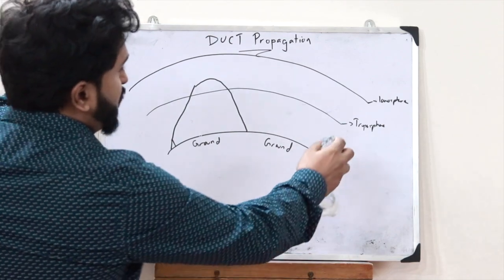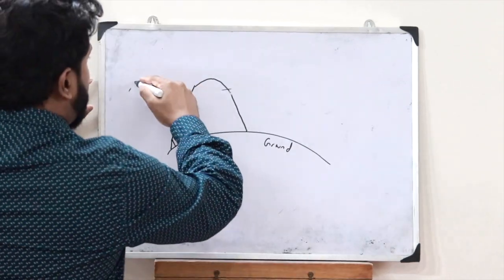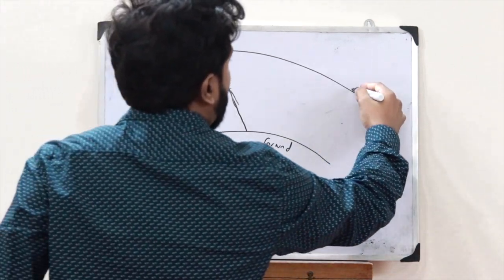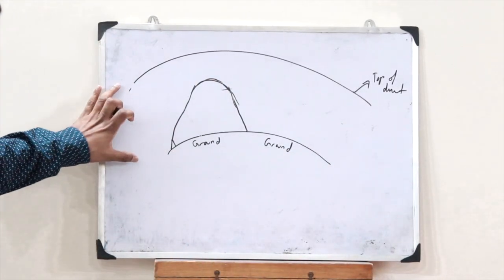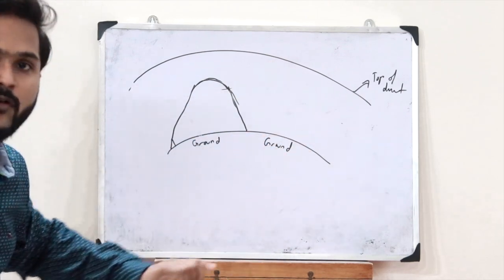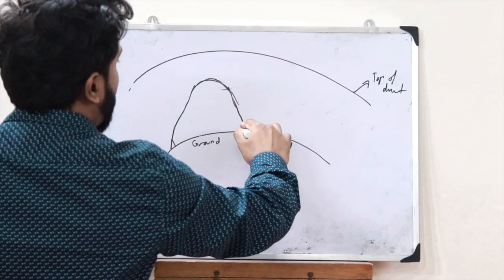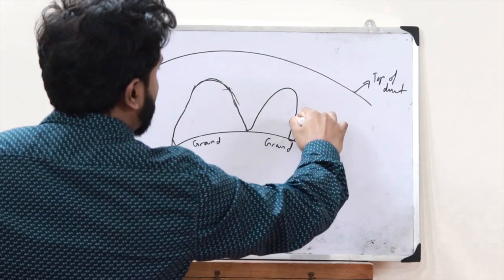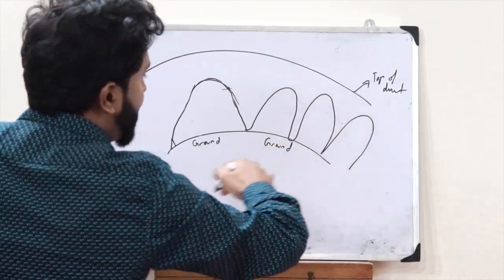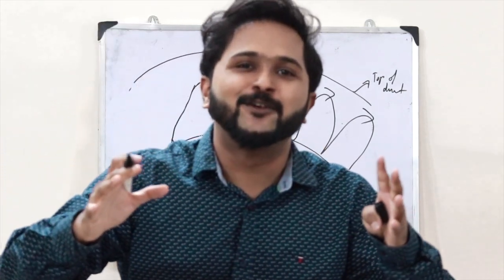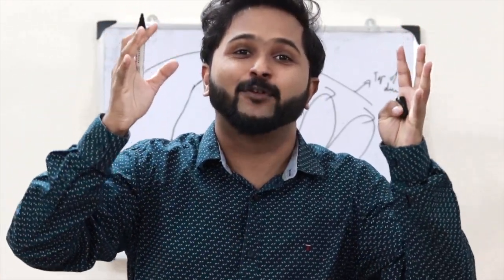Therefore, a particular duct is formed like this. This is the top of the duct and this is the ground. So a duct-like structure is formed and the signal is found to be trapped within this duct. After here it goes like this, like this, like this. It keeps on going. So this is what we refer to as duct propagation.